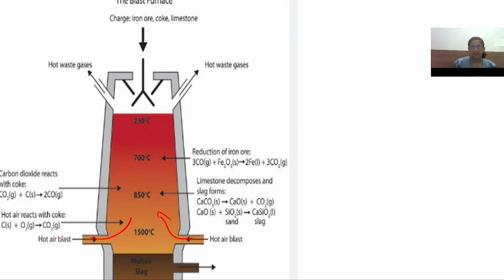That is why it is called a blast furnace. It is very hot at the bottom, and when we move up, the temperature reduces. You can see here, right? Then we are adding three important ingredients to this blast furnace, from the top, not from the bottom. Only hot air is passed from the bottom, and from the top we are adding three main things.